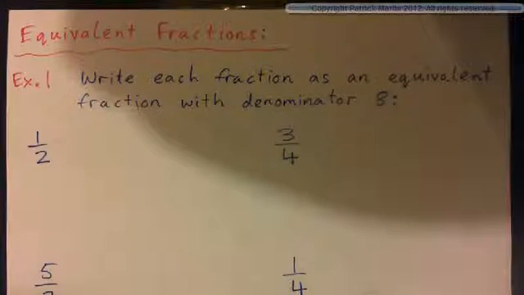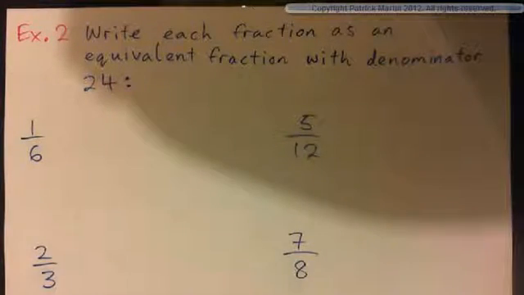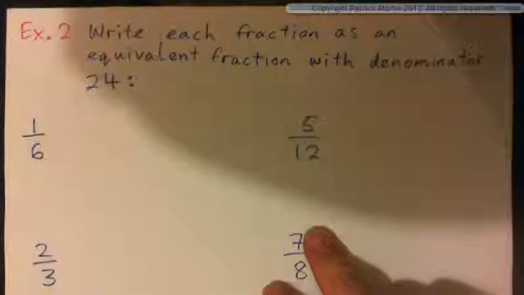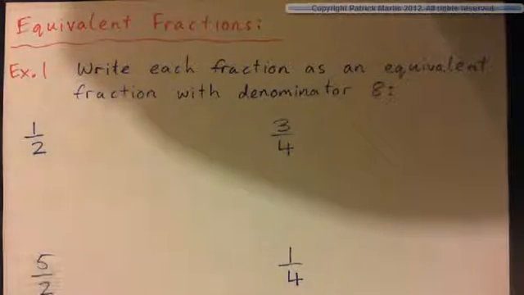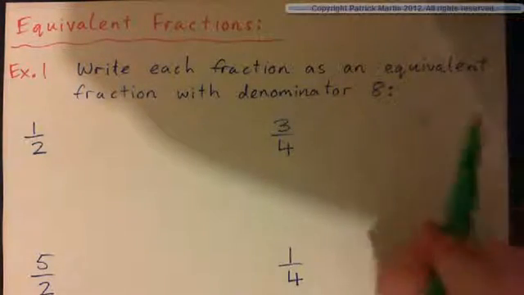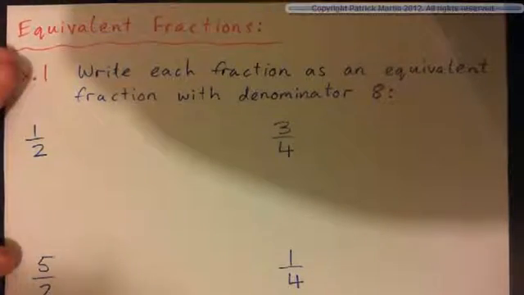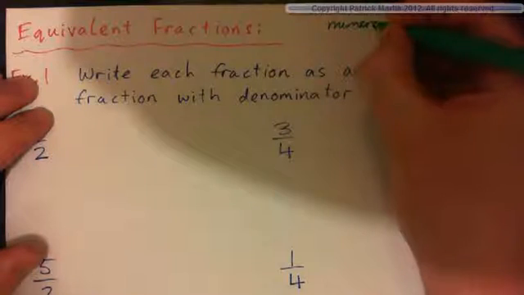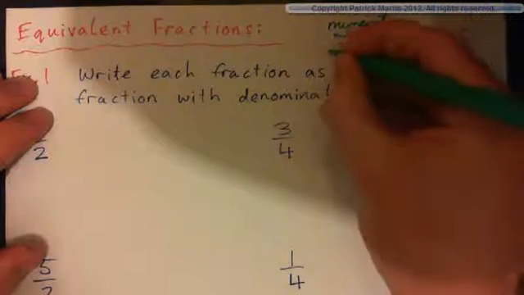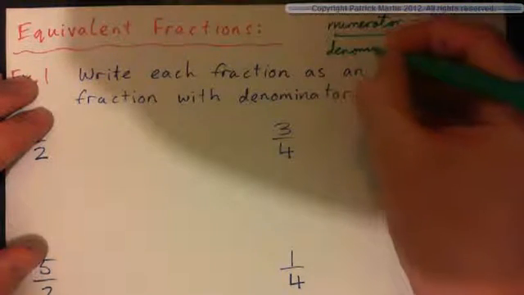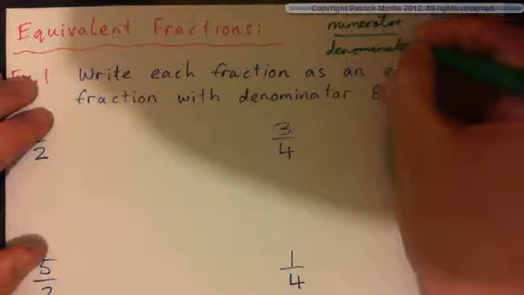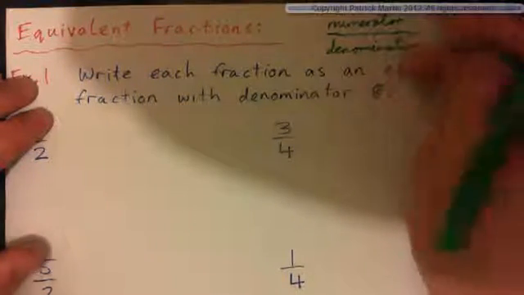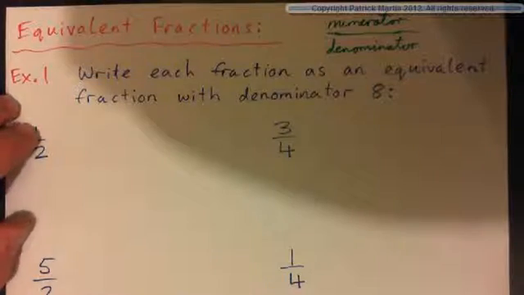Okay, in this video we're going to look at equivalent fractions, and here's example 1 and here's example 2. So example 1 says, write each fraction as an equivalent fraction with denominator 8. Now remember, a fraction has a numerator over the denominator. The denominator is the bottom.